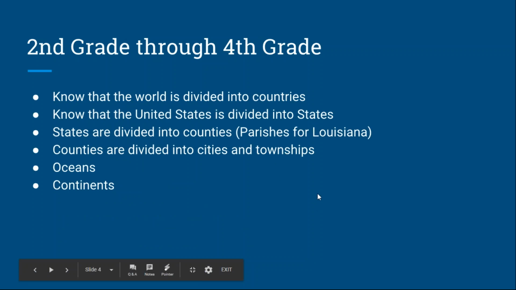Then for second through fourth grade, what you would focus on is knowing that the world is divided into countries. You would teach your child there are other countries in the world. America is not the only place in the world. Just like there are different states in America, there are different countries in the world.